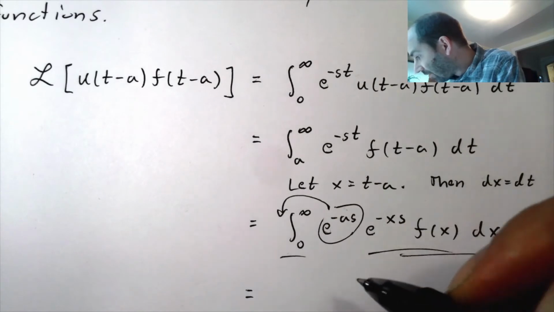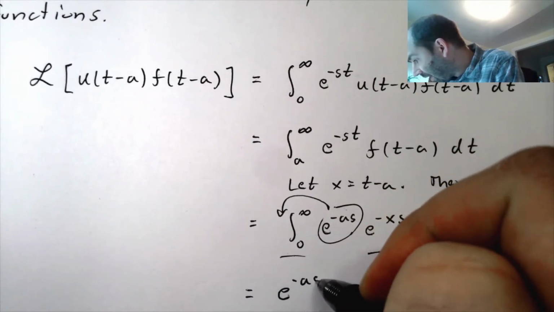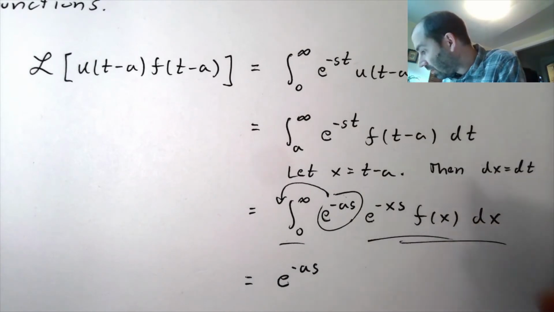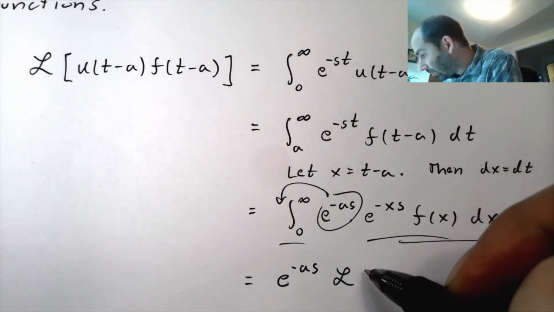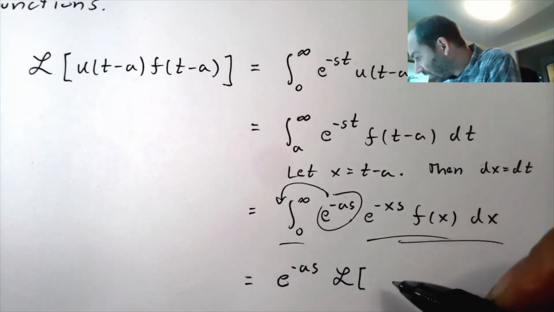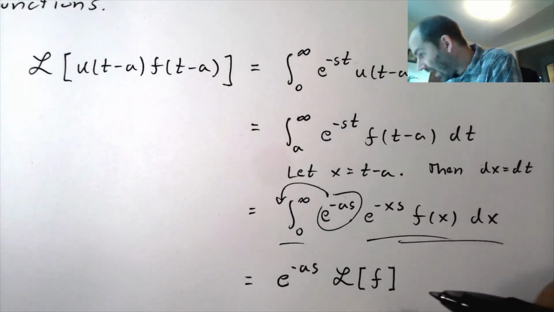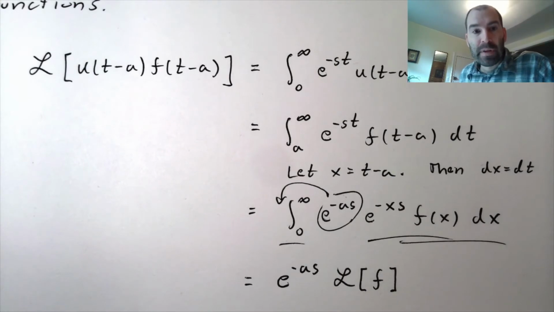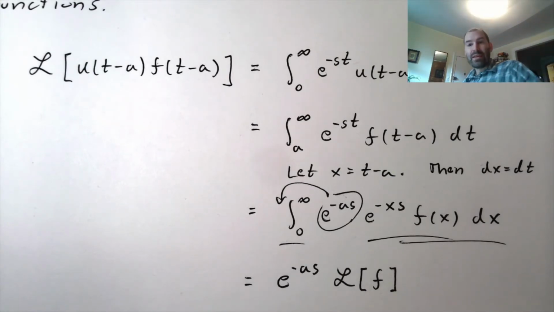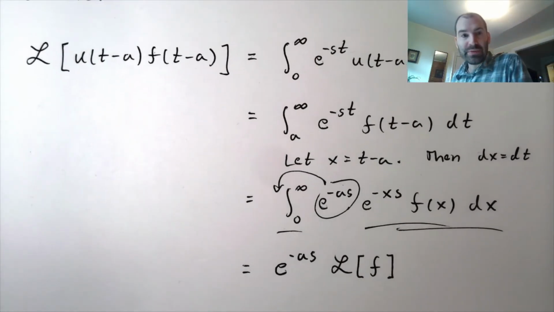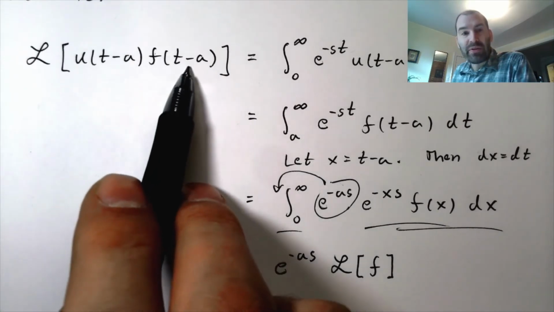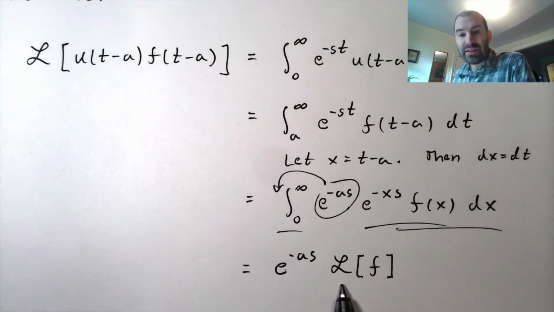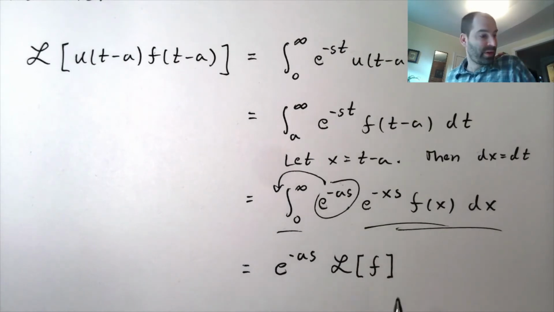So what we have here is e to the minus as times the Laplace transform of our function f. Okay. So this is the property that we wanted to establish, that when we multiply a function times a step function like this, we can express it as follows.